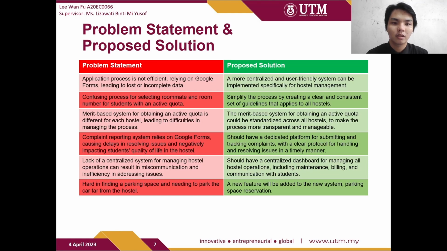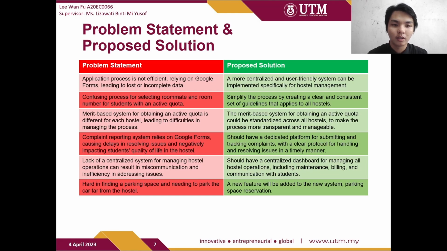Number 3. The merit-based system for attaining an active quota is different for each hostel, leading to difficulties in managing the process. To solve it, the merit-based system for attaining an active quota could be standardized across all hostels to make the process more transparent and manageable. Number 4. The complaint reporting system relies on Google Forms, causing delays in resolving issues and negatively impacting students' quality of life in the hostel. The solution is we should have a dedicated platform for submitting and tracking complaints with a clear protocol for handling and resolving issues in a timely manner.